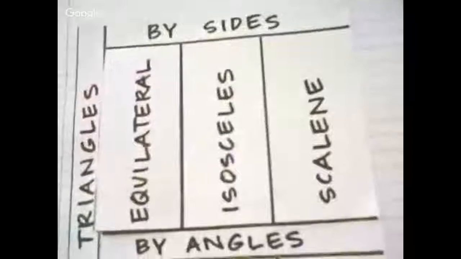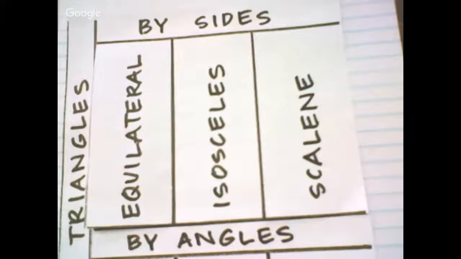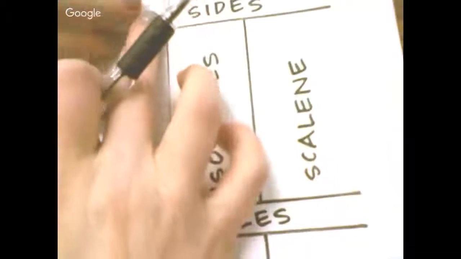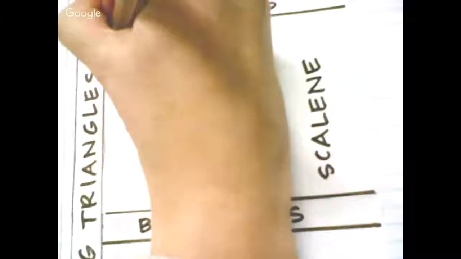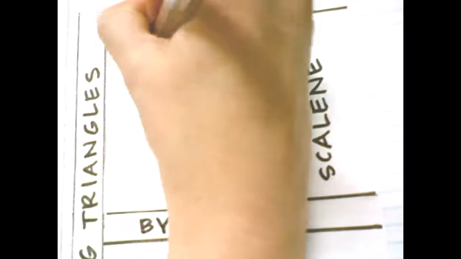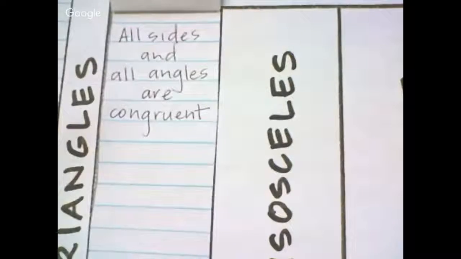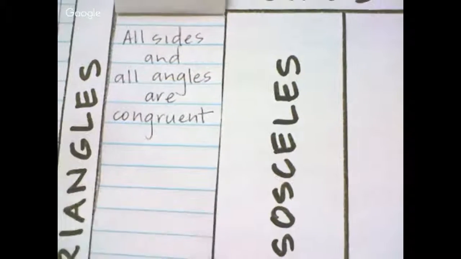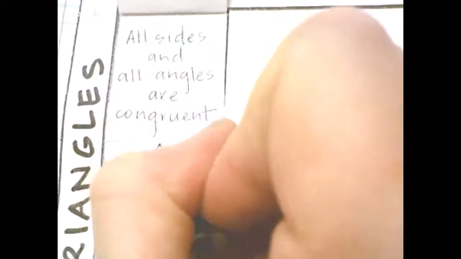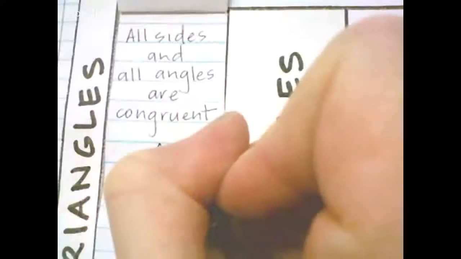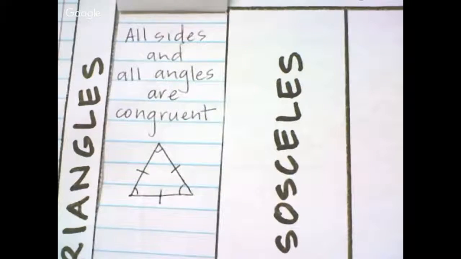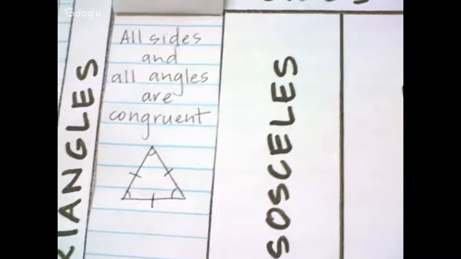So when I talk about classifying a triangle by sides, I have an equilateral triangle. So equilateral is all sides and all angles are congruent. We represent this with a triangle. And since my sides are all the same, we do these little tick marks, one on each. Since the angles are the same, we do the same kind of arcs on each. So that's equilateral, all sides equal.